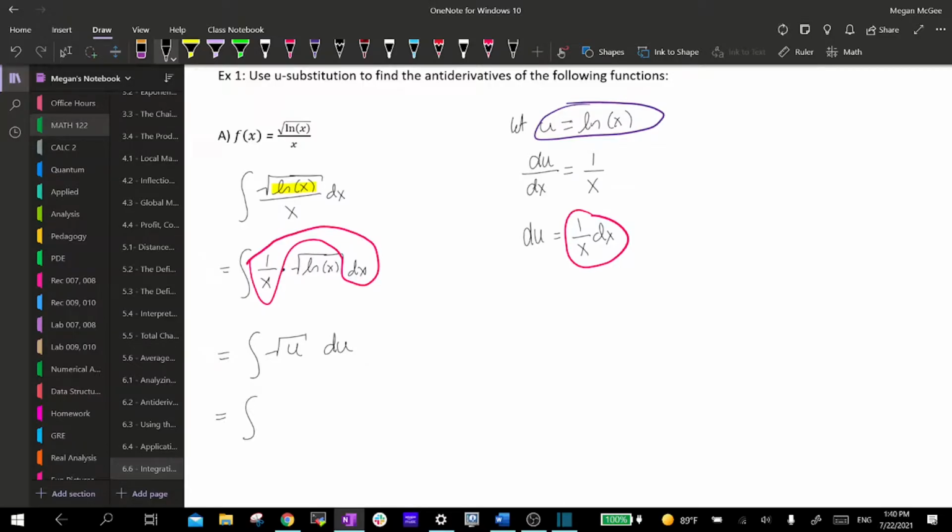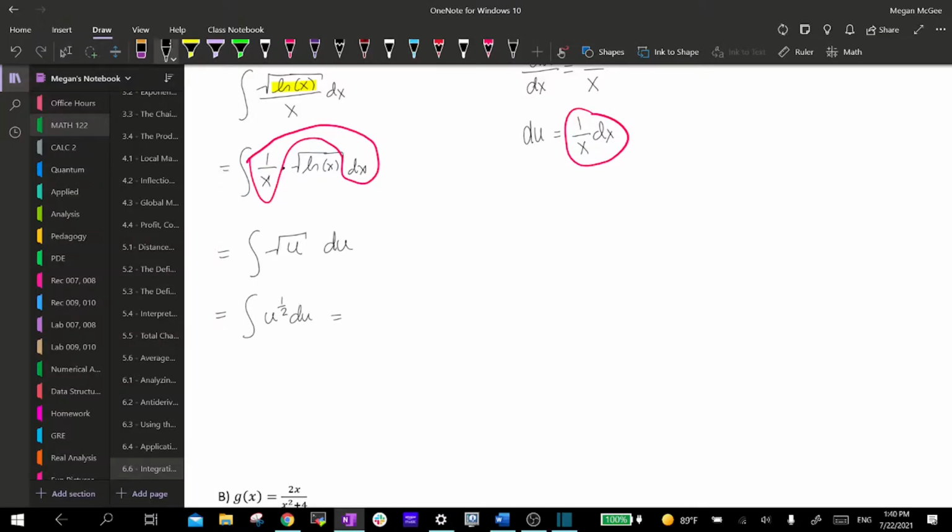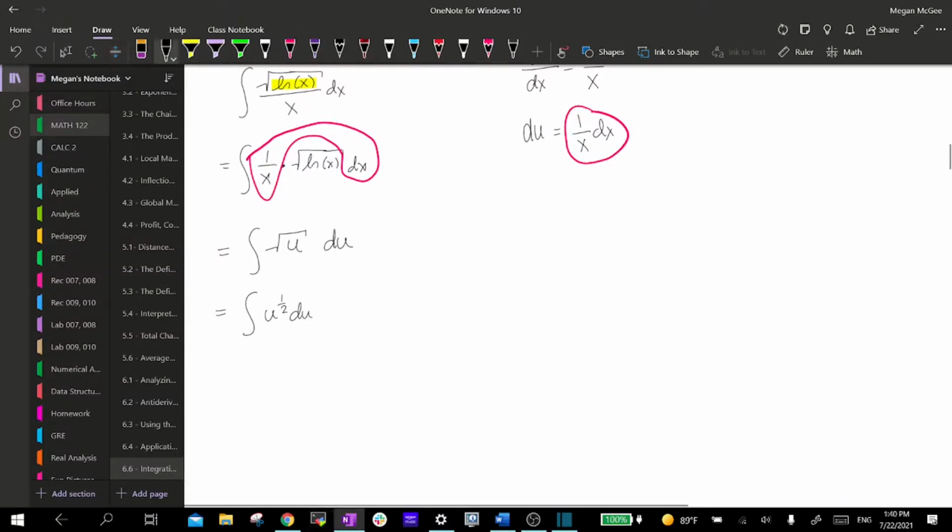So let's rewrite the square root of u as u to the 1/2 du. We can take this integral using our power rule for integrals. It's going to be u to the 3/2 because we increase the exponent by 1. Then we divide by the exponent, but it's a fraction, so we flip and multiply. So 2/3 u to the 3/2. But then we need to add our constant of integration, so we're not done yet.